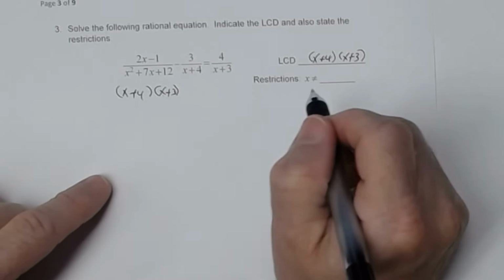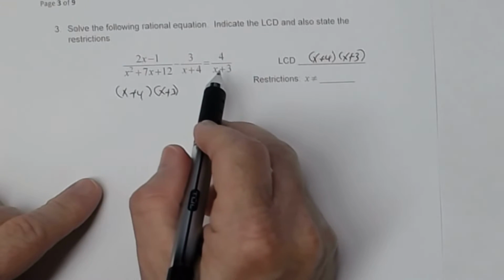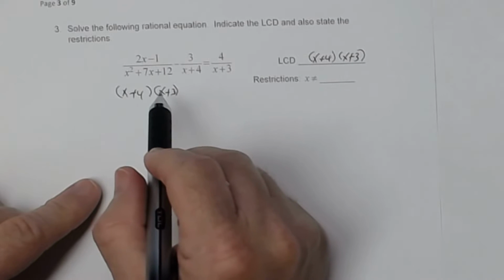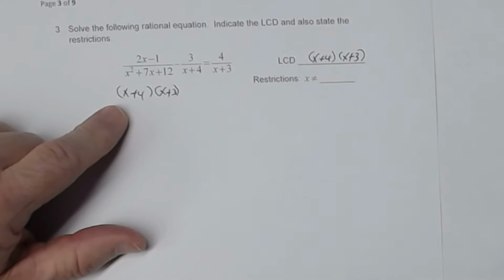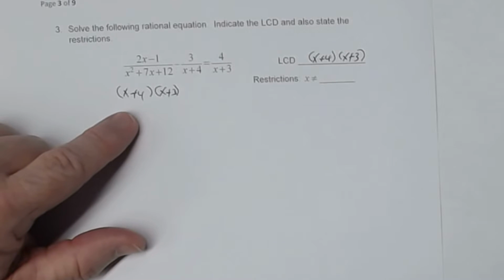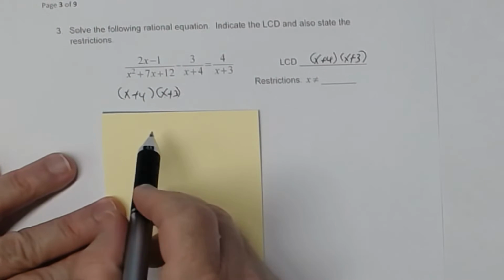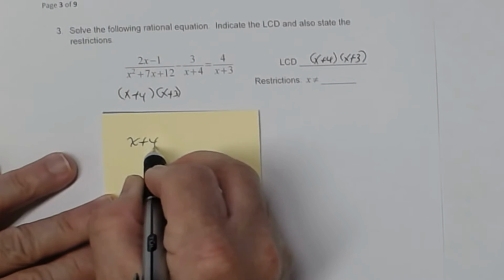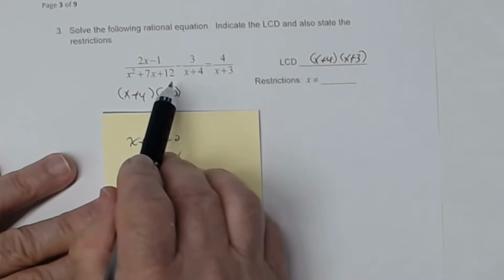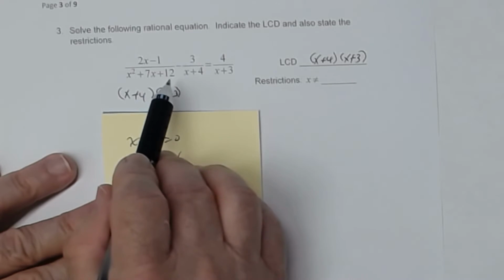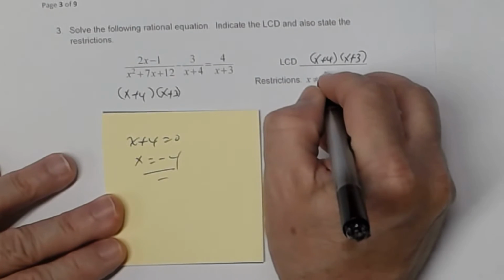Now the restrictions. Remember, the restrictions are the values of the variables that make the denominator 0, because a fraction is undefined when the denominator is 0. So all you do is look at each of those factors and ask yourself, where is that factor equal to 0? If you look at x plus 4, x plus 4 is equal to 0 when x equals negative 4, because negative 4 plus 4 is 0. So 0 times whatever this is will be 0, and you cannot have 0 in the denominator. So that's a restriction, negative 4.